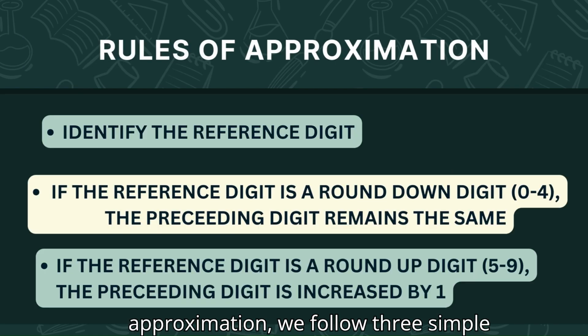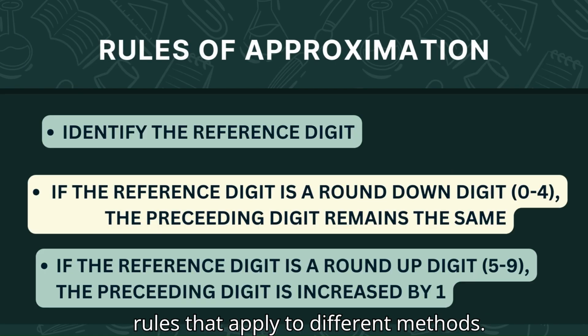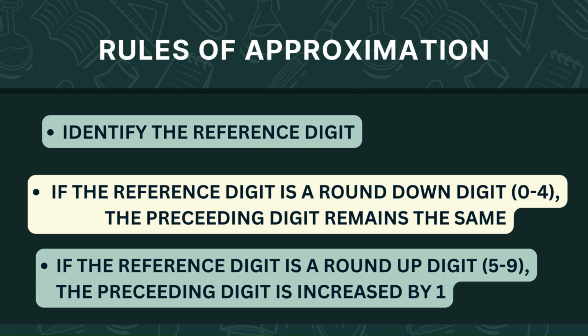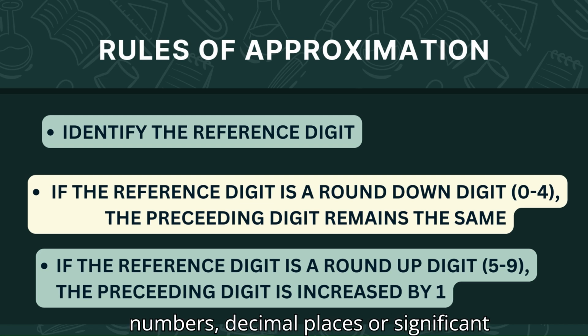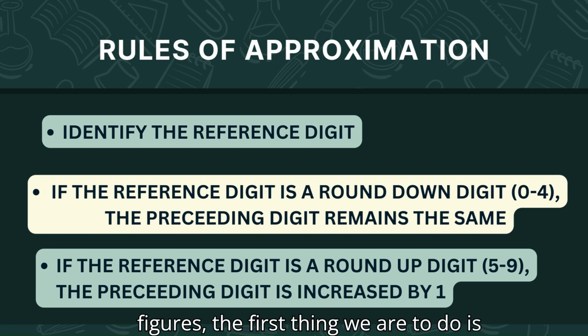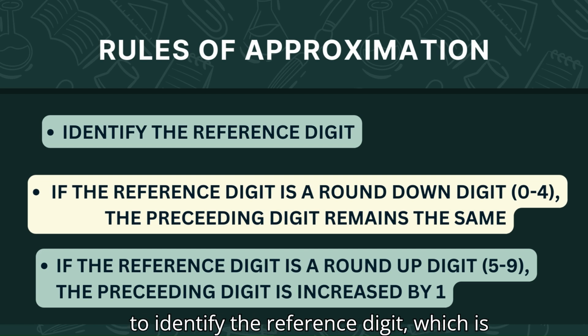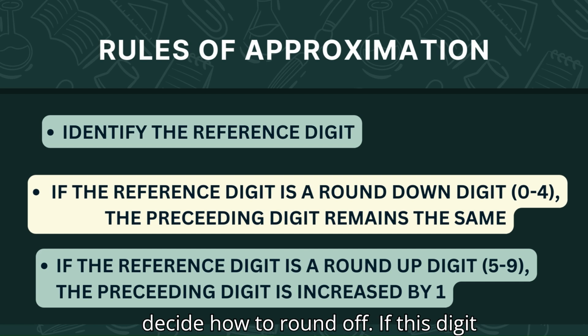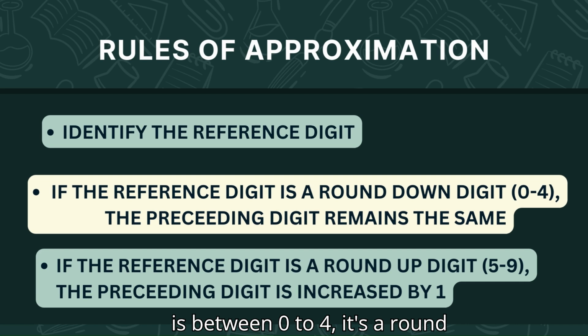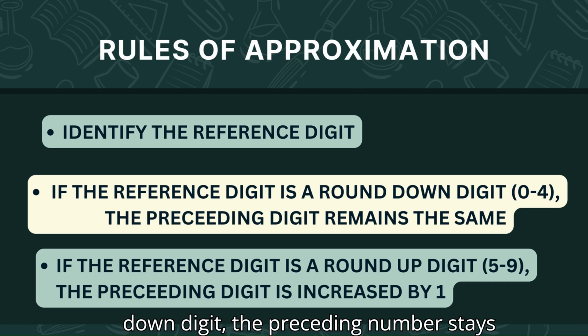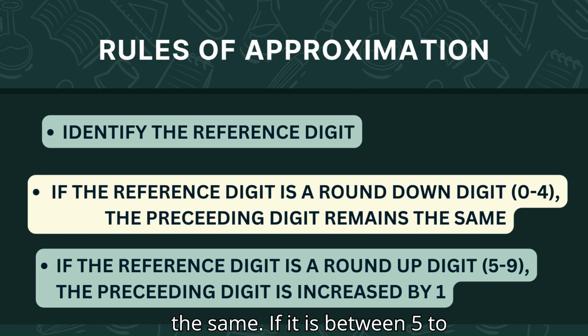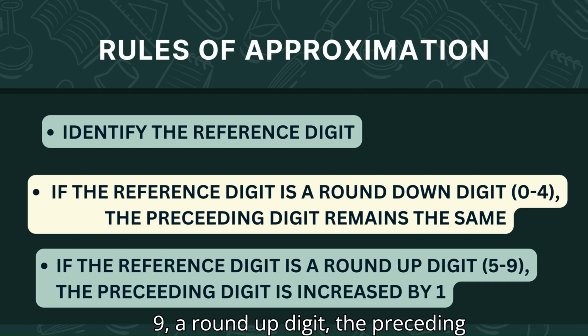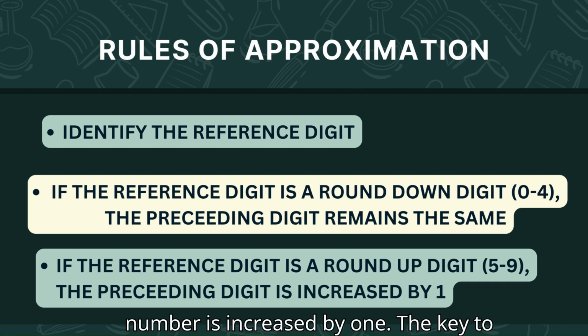In approximation, we follow three simple rules that apply to different methods, whether we are dealing with whole numbers, decimal places, or significant figures. The first thing we have to do is to identify the reference digit, which is the digit you are going to focus on to decide how to round off. If this digit is between 0 to 4, it's a round down digit. The preceding number stays the same. If it is between 5 to 9, a round up digit, the preceding number is increased by 1.